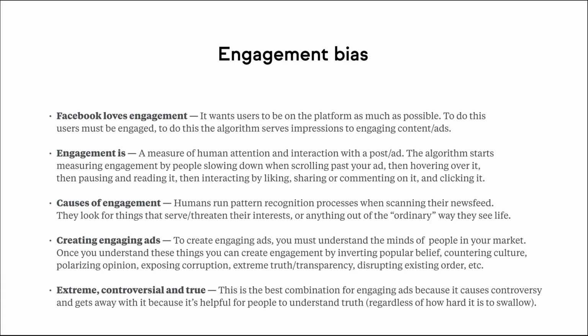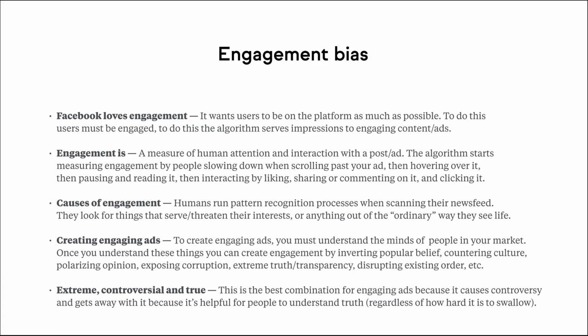So engagement is a measure of human attention and interaction with a post or an ad. And the algorithm starts measuring engagement by people slowing down when scrolling past your ad, and then hovering over it, and then pausing and reading it, and then interacting by liking, sharing, or commenting on it, and then clicking it. Most people don't understand that Facebook is able to understand how much people like your ad as soon as people start slowing down in their newsfeed when they see your ad. So it doesn't need to wait until someone actually goes all the way and clicks. It starts knowing pretty much immediately as soon as people start slowing down, where their mouse hovers over the screen.